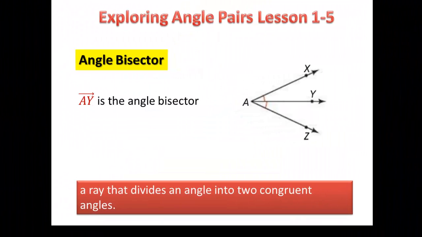Now that we know that the word bisect means to divide into congruent parts, it makes sense that an angle bisector is just a ray that divides an angle into two congruent angles. Looking at this diagram here, AY is the angle bisector, and take a look at these arcs here. We have one arc here and one arc here. That is telling us that we have two congruent angles. So the minute you see that, you know that you have angles that are equal to each other, or congruent. Angle XAY is congruent to angle YAZ.